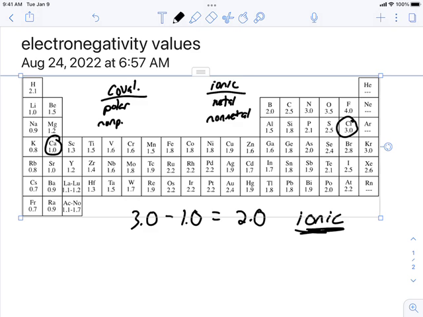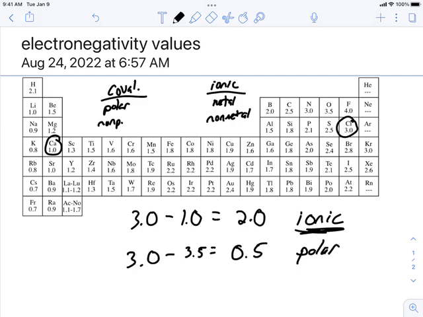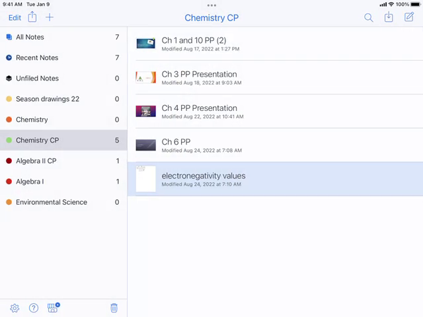The next one says chlorine and oxygen. Chlorine minus oxygen. We're going to make it positive. 0.5, which would be polar. And the last one says chlorine and bromine. Bromine is 2.8. We get 0.2, which is nonpolar because it falls within the range of 0 to 0.3.